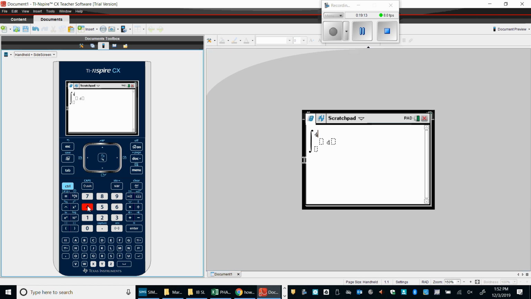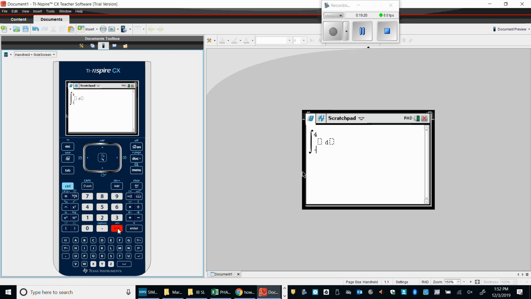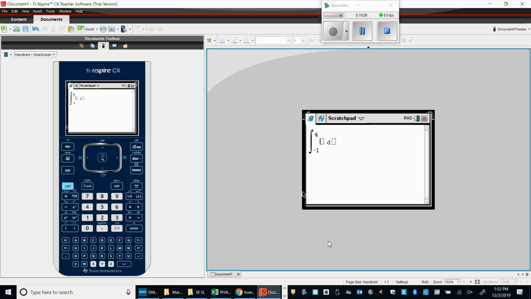So we're going to input 4 for the upper limit and input negative 1. Remember to use this button as the negative, not take away. Okay, so there's our negative 1. Now, if you are not very good at subtracting one function from another, you can just put the whole kit and caboodle in as you see it.